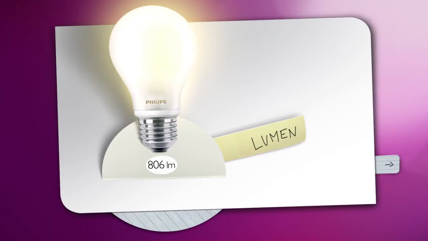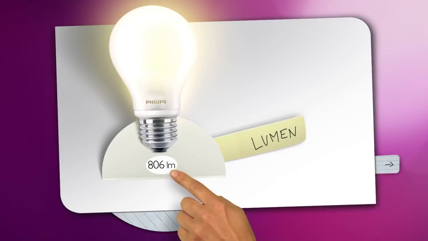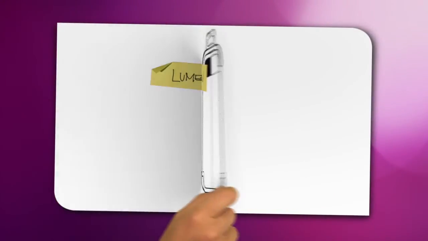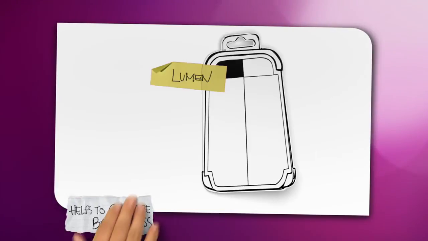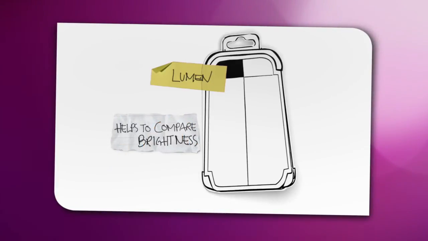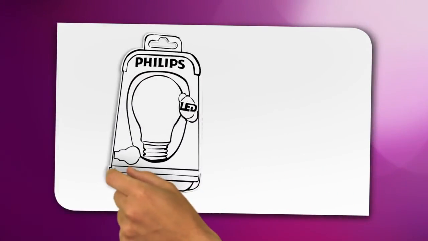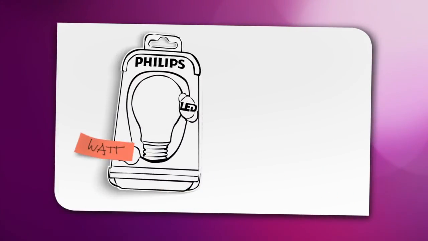So from now on, look for the lumen value of a bulb if you want to know how bright it is. You'll find it clearly marked on Philips packaging. This helps you compare the brightness of bulbs across different technologies. And because we know lumen might be new to you, our packaging still shows the old wattage value as a reference.